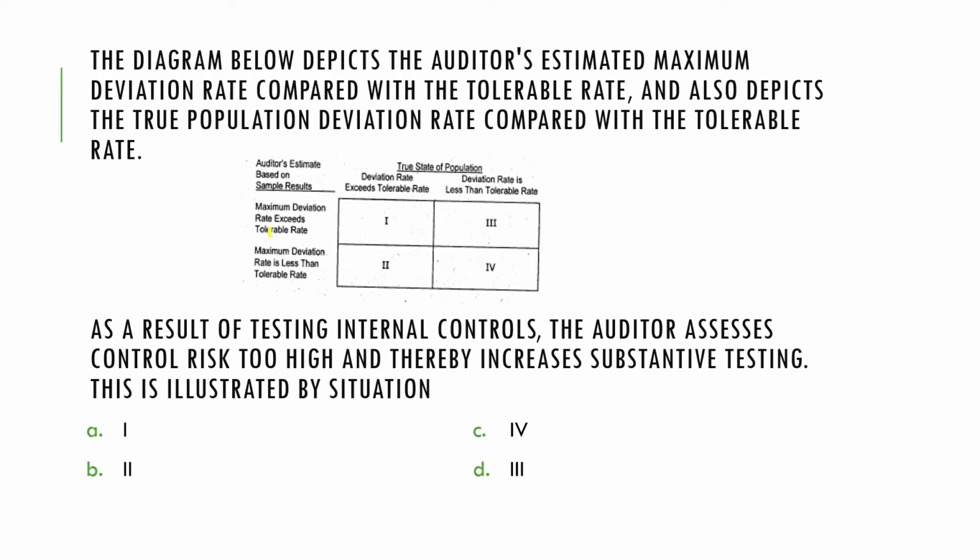When we say the controls are not reliable, then that must mean, let's pull out a highlighter, that the maximum, this is the result of the sample right here. According to this, control risk is high, so we did not rely. When we did not rely, that means the maximum deviation rate exceeds the tolerable rate. That's the reason why we did not rely, because it has breached the tolerable rate. However, because the auditor assessed it too high, based on the sample it's not reliable. But if you look at the true state of the population, it is actually reliable, meaning the deviations have not breached, have not reached the tolerable rate.